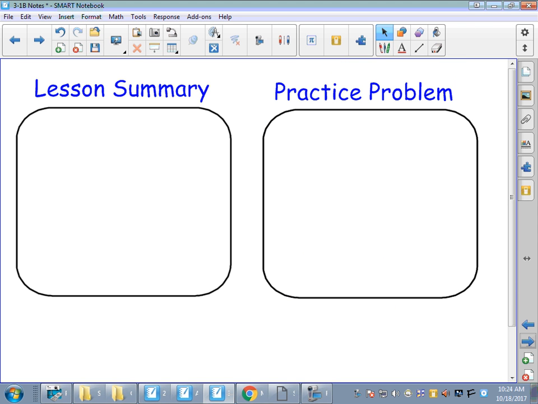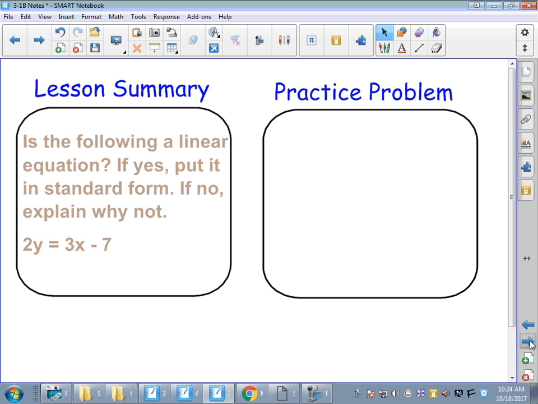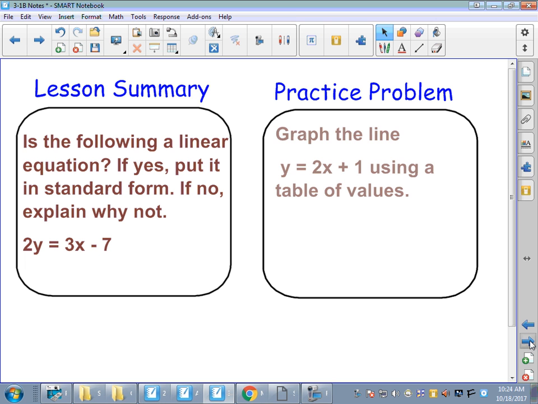So your lesson summary is to tell me if the following is a linear equation. If it is, put it in standard form. If it's not, explain why not. And then I want you to graph the line y equals 2x plus 1 using a table of values. You can use your example 1 space for that. Good luck.